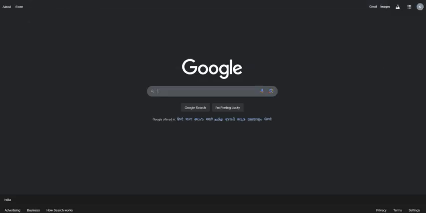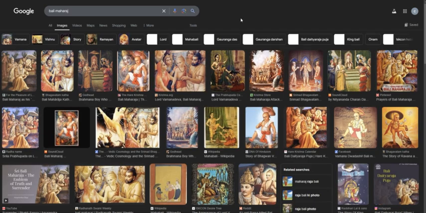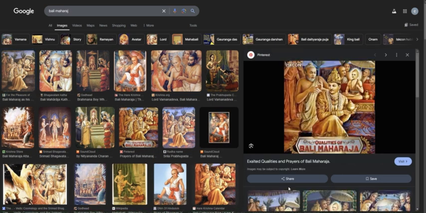Now, very interesting point. There's a story that everyone knows, Bali Maharaj. Bali Maharaj was the grandson of Prahlad. He was doing this yagya and capturing all the devatas. He had decided to donate anything that anyone asks. At that point, Vishnu comes as a small boy, Vamana, and he says, I just want 3 steps of land.